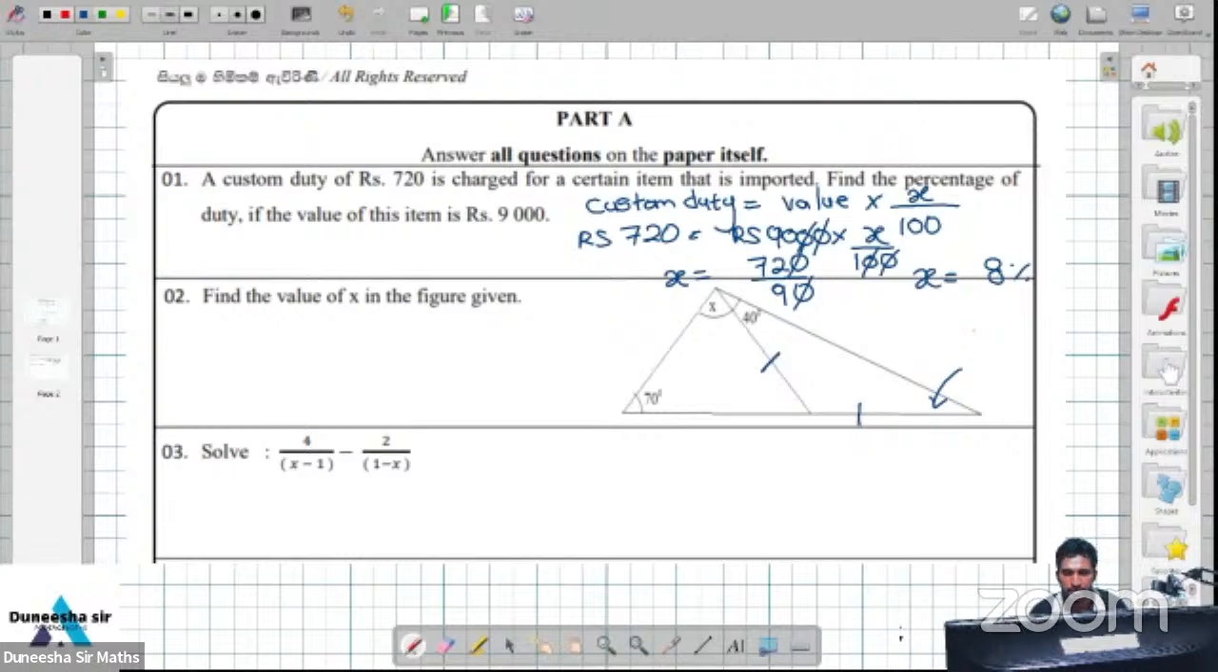Two sides equal. Opposite angles should be? Devindu, can you tell me? Opposite angles are equal. Then how much is this angle? 40. Now can you find the x?